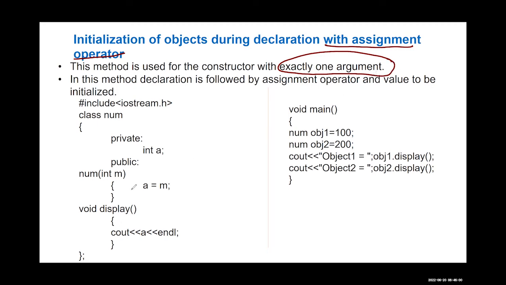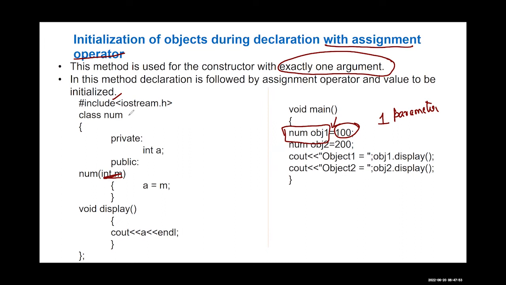When you have only one argument, so what is this? Here I have only one argument. Only then I can use an assignment operator. In this method, declaration is followed by assignment operator and value to be initialized. So what I am doing? I am directly creating an object of the class and then using the equal to sign and the value. Since we can give only one value, this is used only when there is one parameter. This is very, very important. You cannot use it otherwise. You can use other methods if you want.